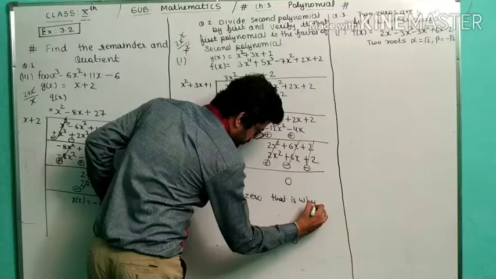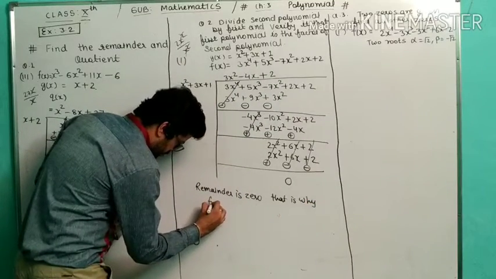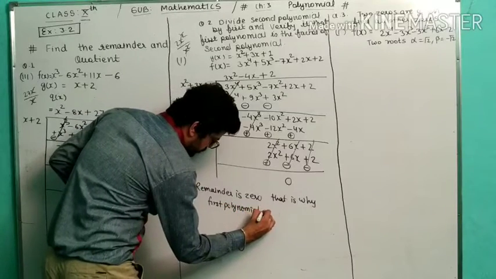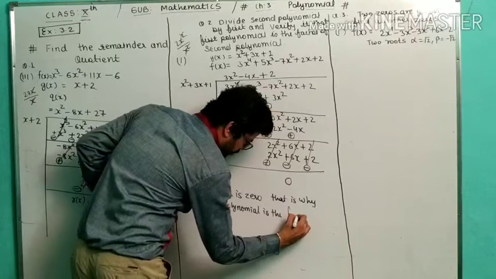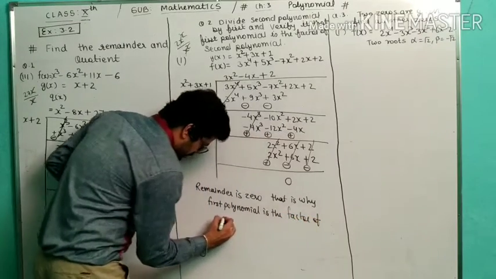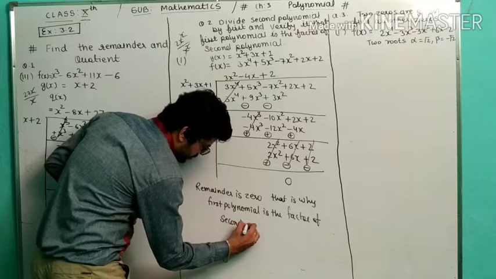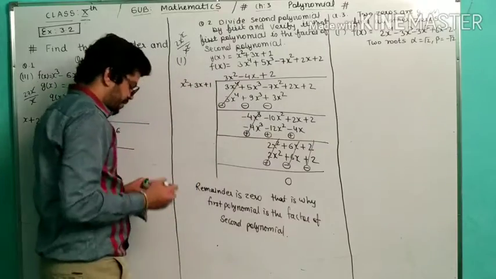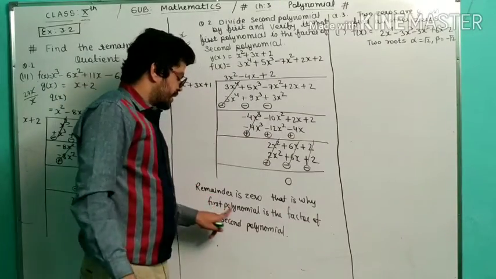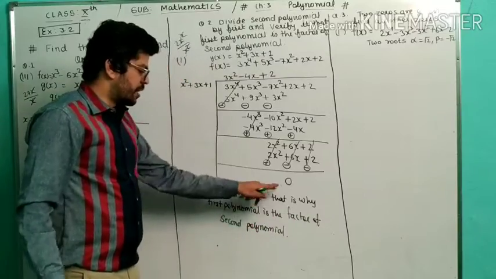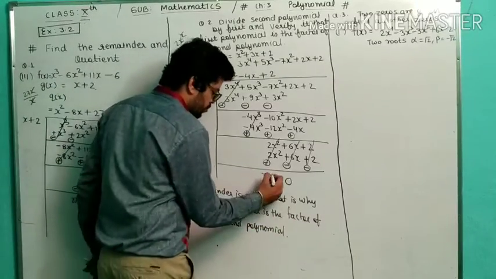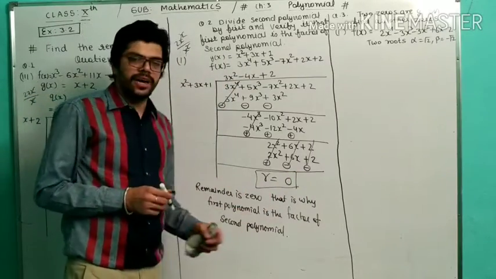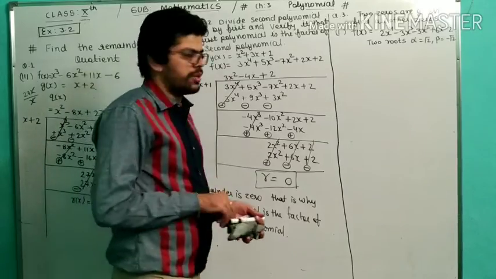That is why the first polynomial is a factor of the second polynomial. So what is the important condition by which you can verify it? How can we say that the first polynomial is a factor of the second polynomial? The remainder will decide. If the remainder is going to be 0, then you can say that the first polynomial is a factor of the second polynomial. So I hope you understood this.